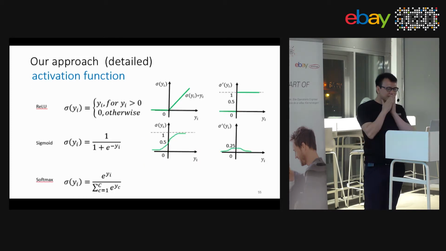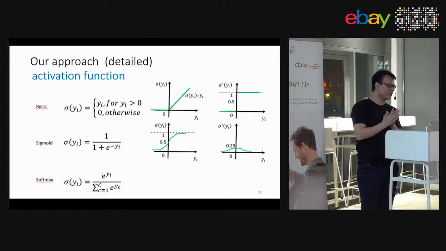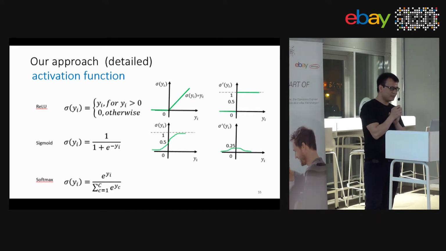Here shows the mathematical formulas of the three most frequently used nonlinear functions, and also the plots of these nonlinear functions, together with the first order gradient of each. I think for ReLU and sigmoid, it's very easy to understand, and the chart is also easy to understand. The softmax is more complex to understand.